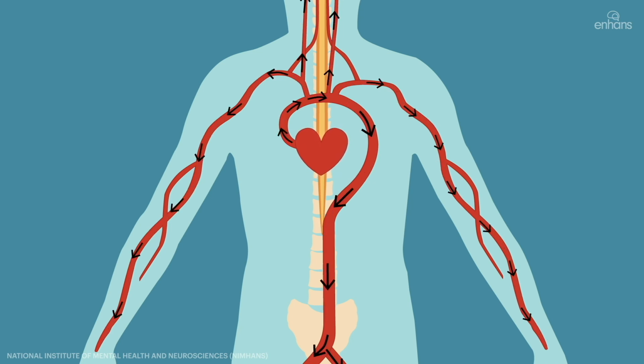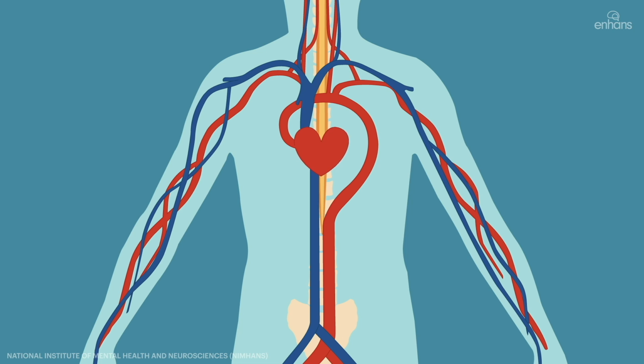This blood is carried by the vessels shown in red color. These vessels are called arteries. After the oxygen from the blood has been used by different parts of the body, this blood is sent back to the heart by the vessels shown in blue color. These vessels are called veins.